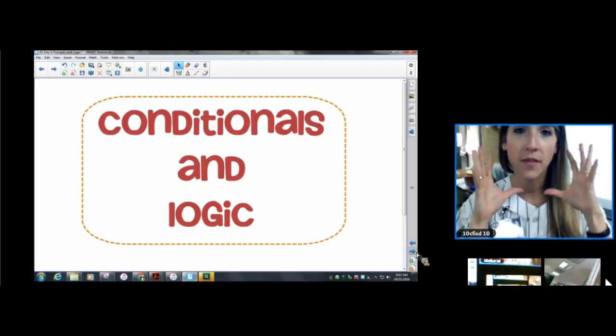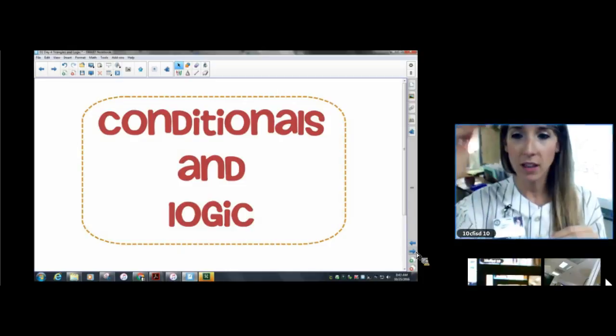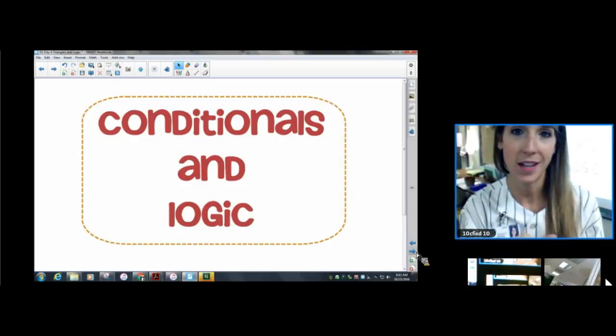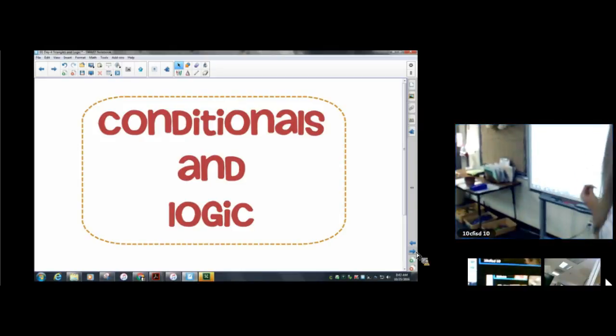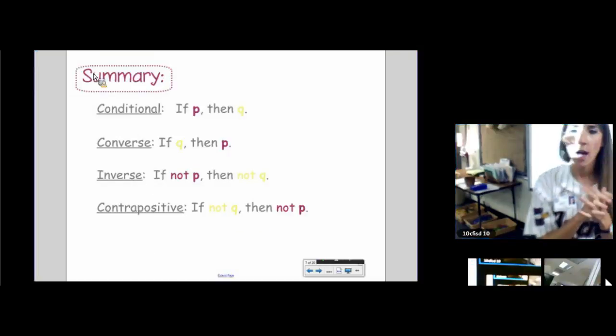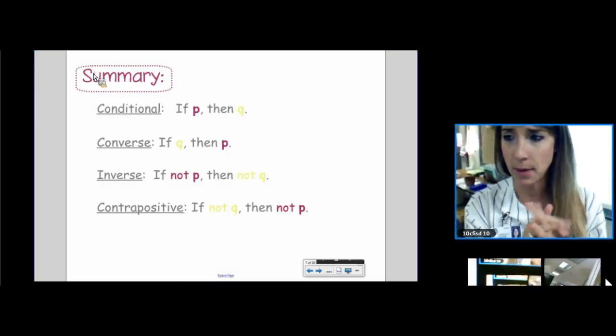Also, we're going to zoom in and focus on contrapositive. It's the last of our different logic sentences, and that's the one that you'll be tested over for this unit, okay? So, here's a quick review of the different conditional statements that we can write.